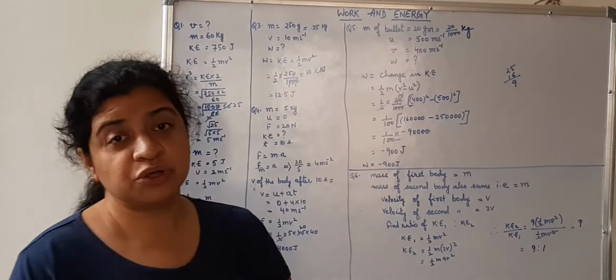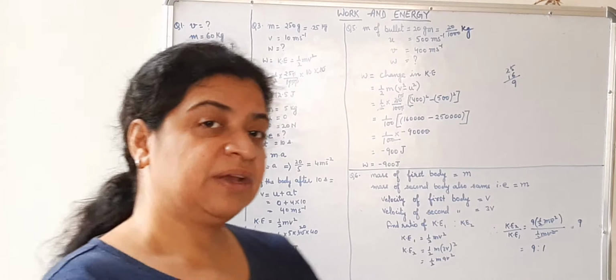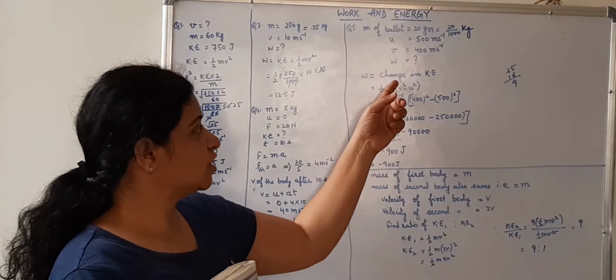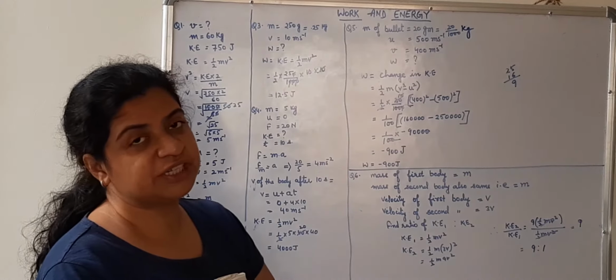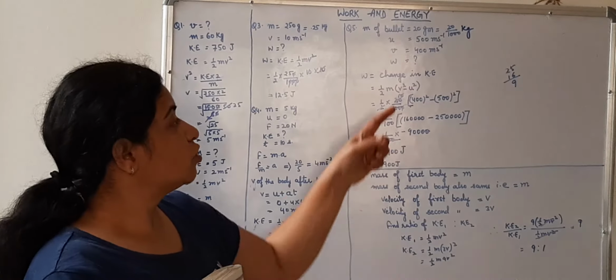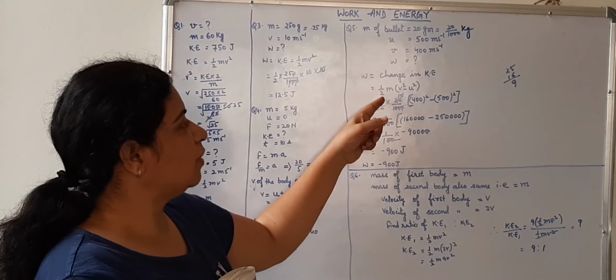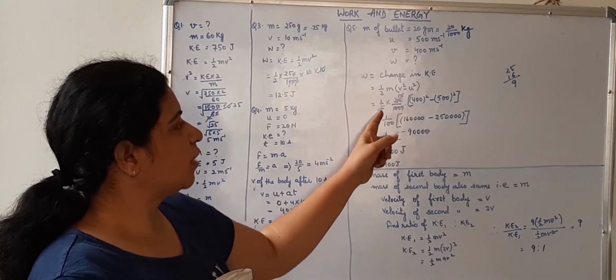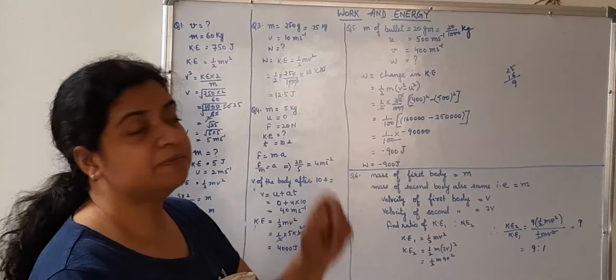So work done is equal to the change in kinetic energy. When we derived the expression, we used this formula. W is equal to the change in kinetic energy, that is half mv square minus half mu square. So I will take half m common, v square minus u square. I put the values in the formula and I got the answer minus 900 joule.